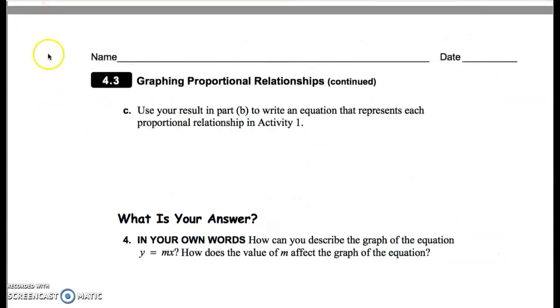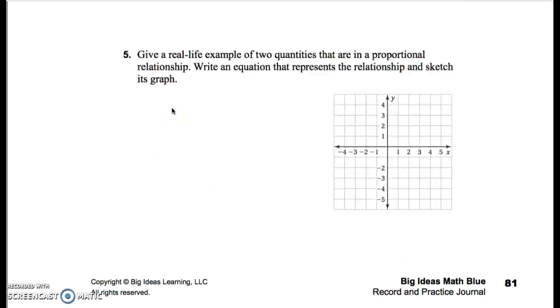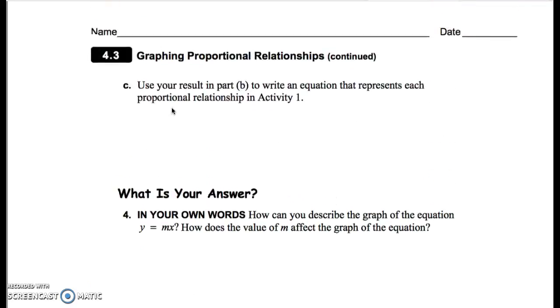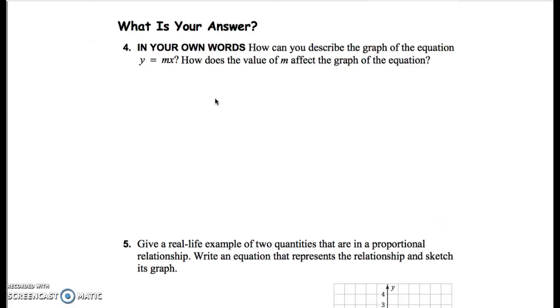Okay, we're actually going to skip over a page to part C. Right here, we're now on page 81. Okay, and it says use your result from part B, that goes with the above. So actually we're going to jump down to number 4. It says, how can you describe the graph of an equation y equals mx? How does the value of m affect the graph of the equation?